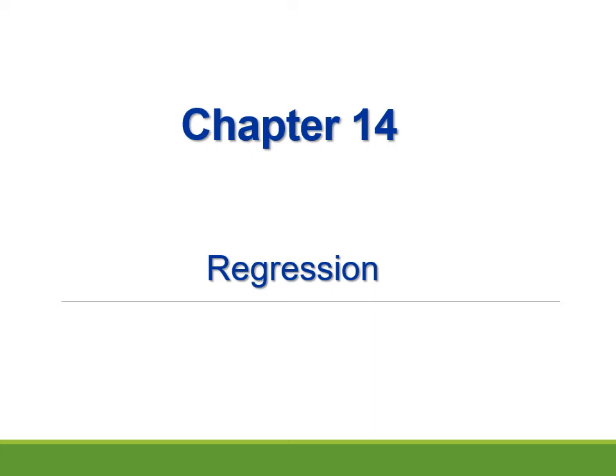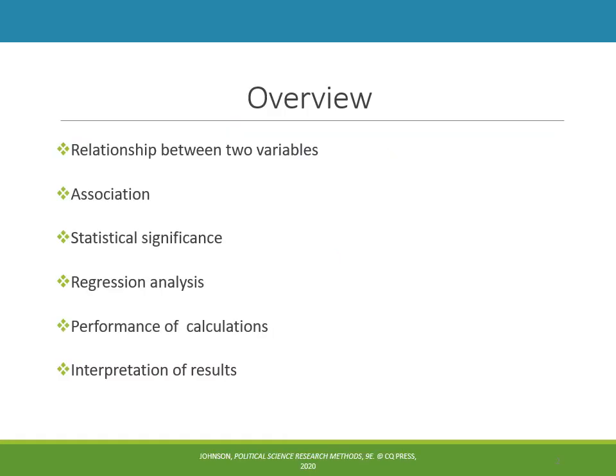Hello, in this lecture we'll cover chapter 14 in our textbook, the chapter on regression. If you remember, in chapter 13, we talked a lot about associations and we talked about statistical significance. In earlier chapters, we talked about variables and finding the level of measurement for that specific variable. So within this chapter, this is where we kind of bring all these things together.